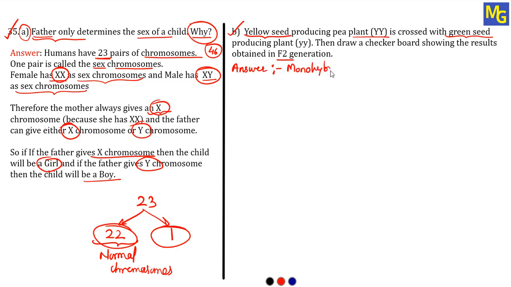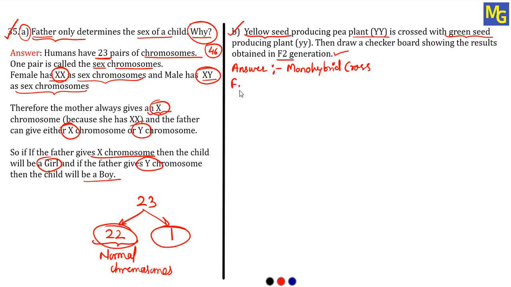Monohybrid cross is very easy to write with the help of checkerboard. What do you mean by mono? Mono means single. So here single trait is considered. For this trait we have to write F2 generation. So before writing F2 generation, first we have to write F1 generation. So we'll start with F1 generation.